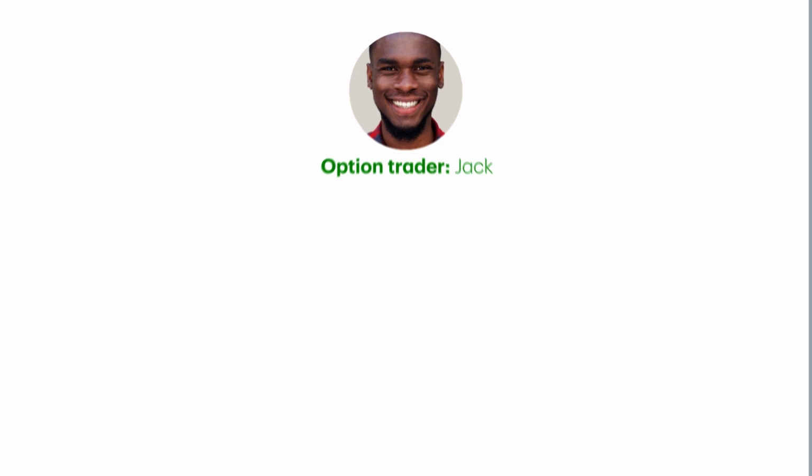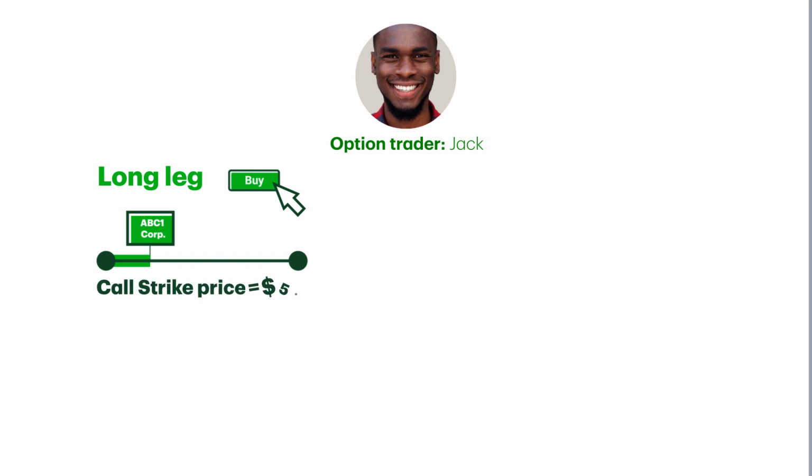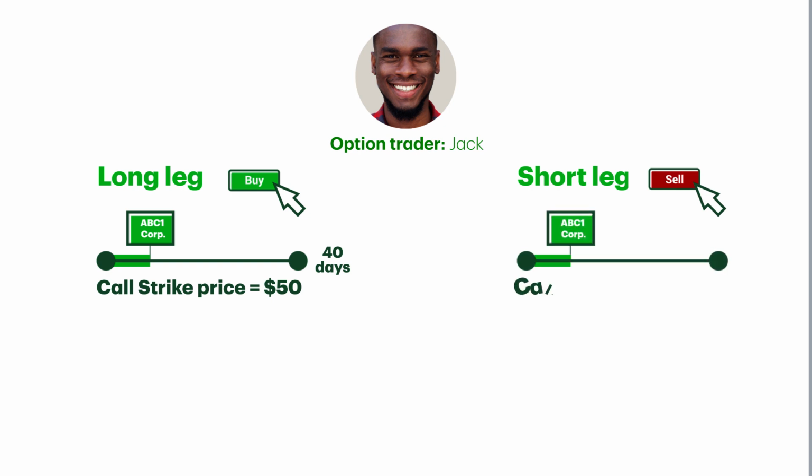An option trader named Jack enters an option spread order. For his long leg, he buys a call option on ABC1 Corp with a strike price of $50 that expires in 40 days. For his short leg, he sells a call option on ABC1 Corp with a strike price of $60 that also expires in 40 days.